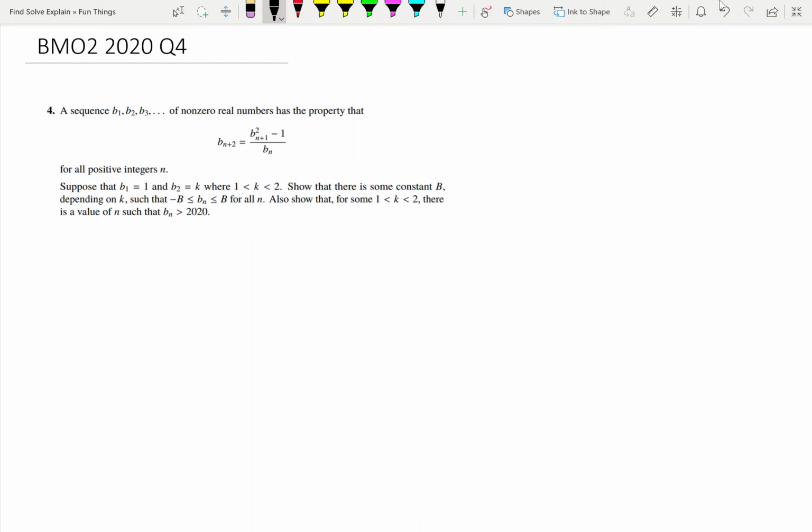Today I'm going to go over BMO2 2020 question 4. This one involves a number of fairly complicated ideas, but has quite a nice solution.